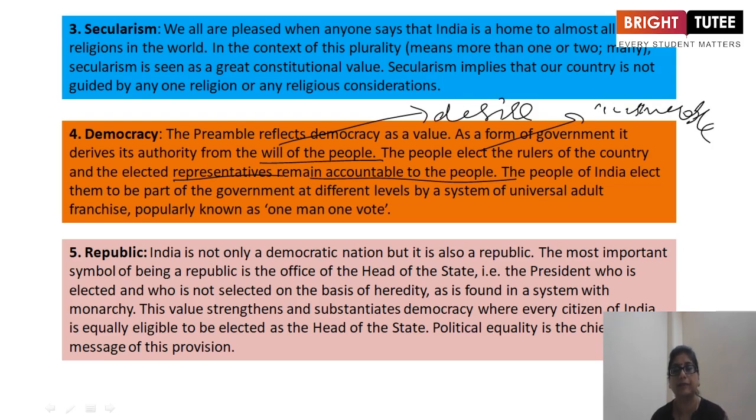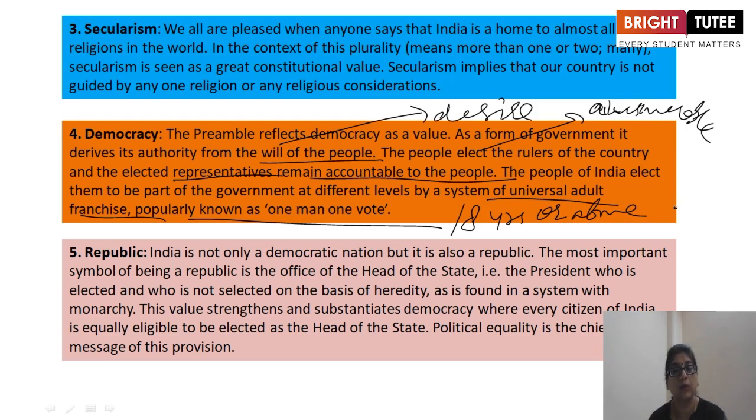We have interference in the political affairs. Then the people of India elect them to be part of government at different levels by a system like universal adult franchise, popularly known as one man, one vote. And the person who is 18 years or above is allowed to vote. Then republic.